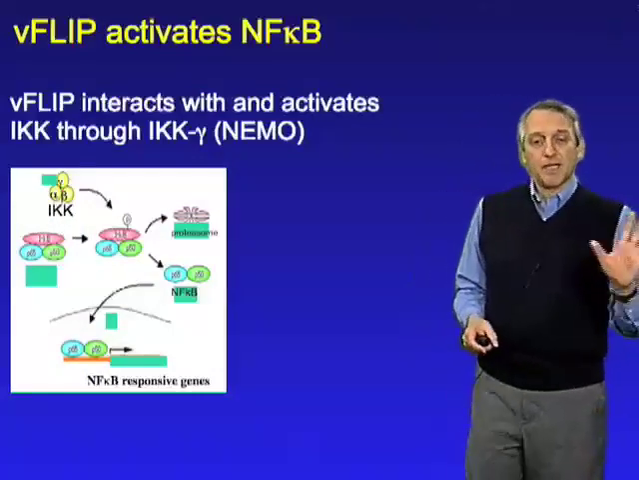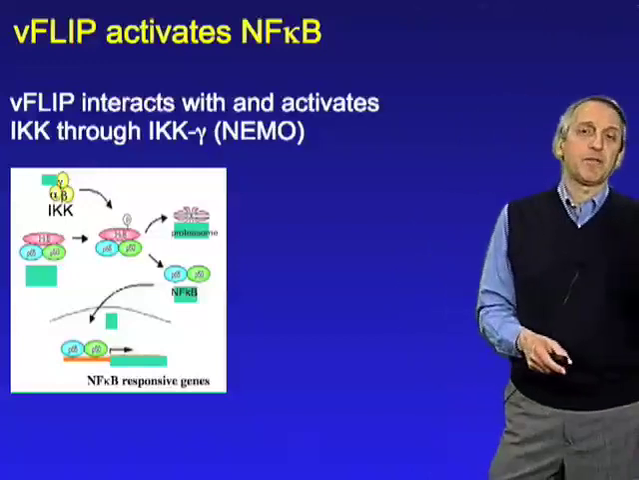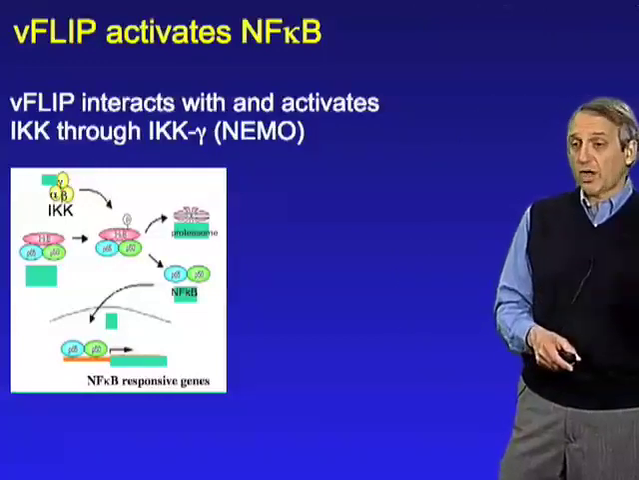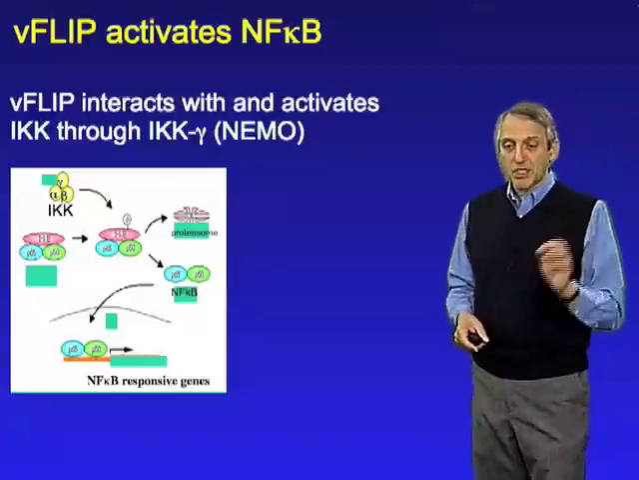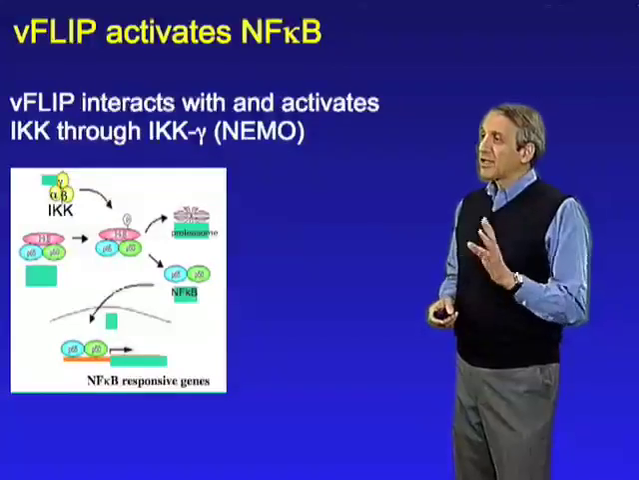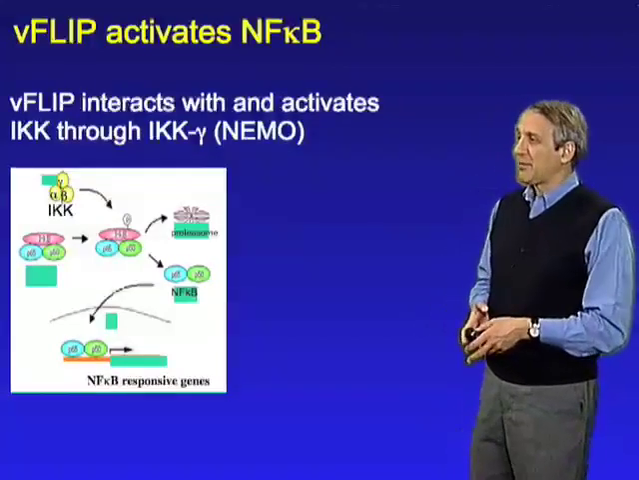That spindling phenotype, by the way, is cell autonomous. Conditioned medium from these cells, if put on fresh endothelial cells, does not cause them to spindle, and it's due to expression of the FLIP gene. So let's review the NF-kappa B activation pathway.